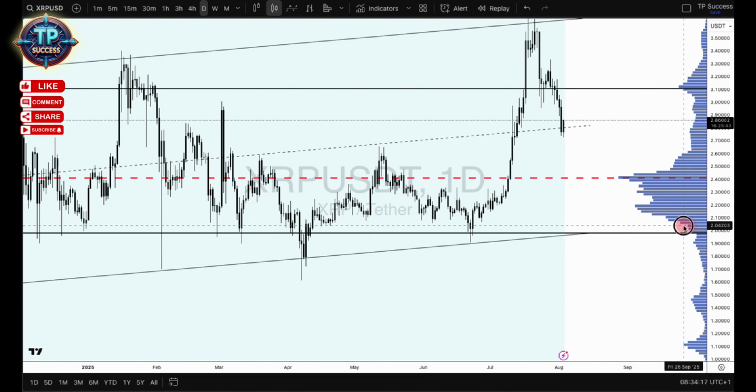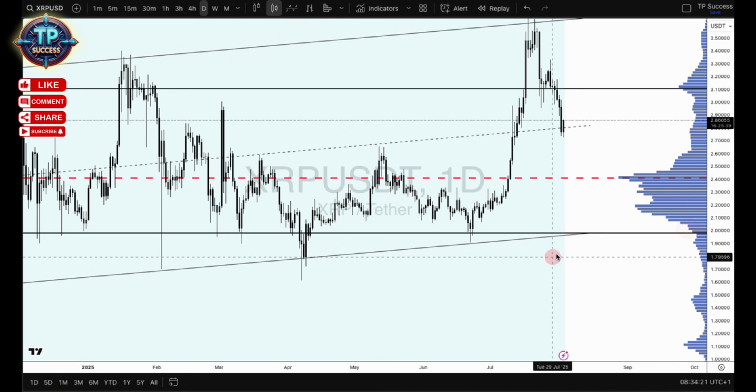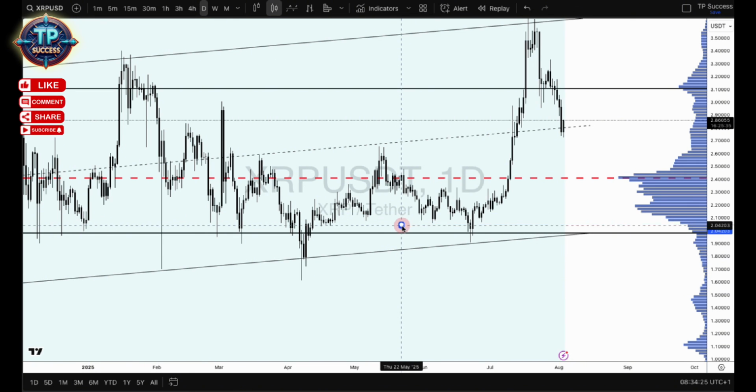And also in this area as well, we have a low volume node. So let me just highlight that for you guys over here.